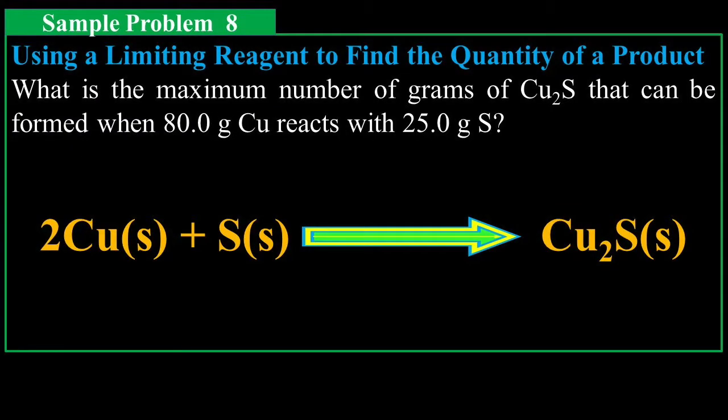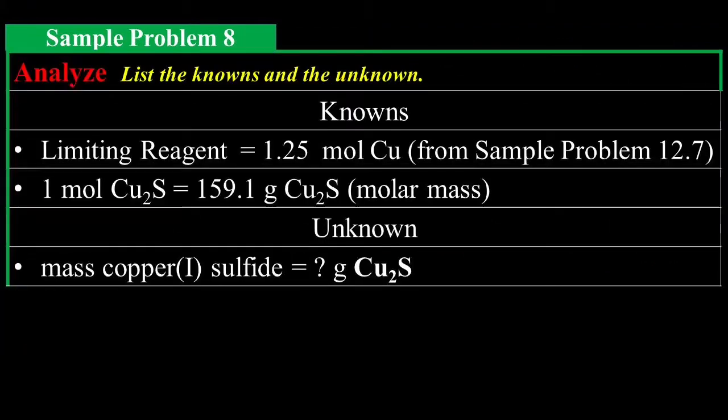Using a limiting reagent to find the quantity of a product, sample problem 8. What is the maximum number of grams of copper(I) sulfide that can be formed when 80 grams of copper reacts with 25 grams of sulfur? This is a fairly straightforward problem because we've already done all the background work, and we know that we're going to be using 80 grams of copper to compare to the copper(I) sulfide.